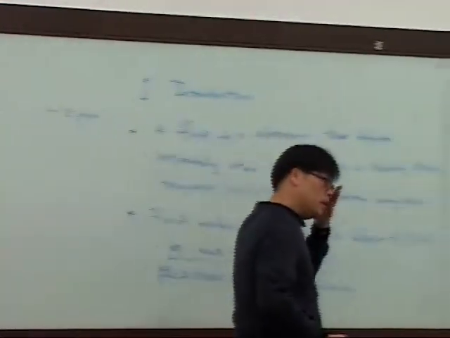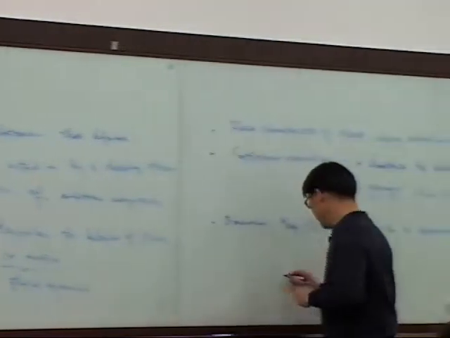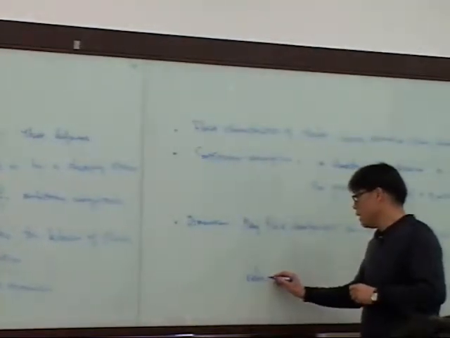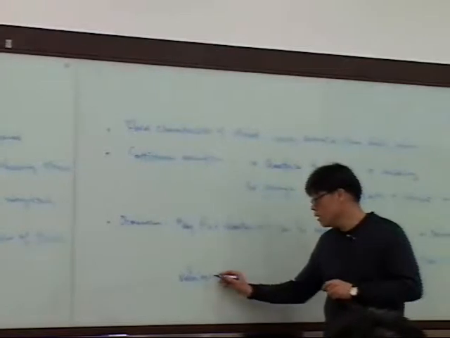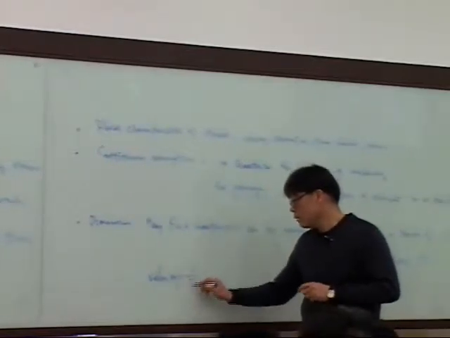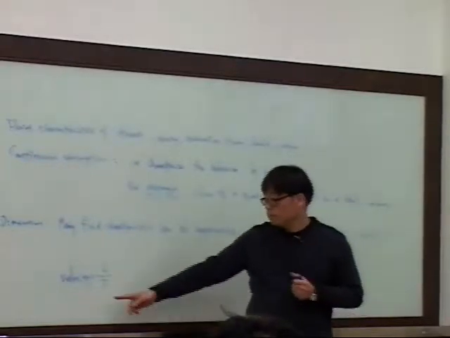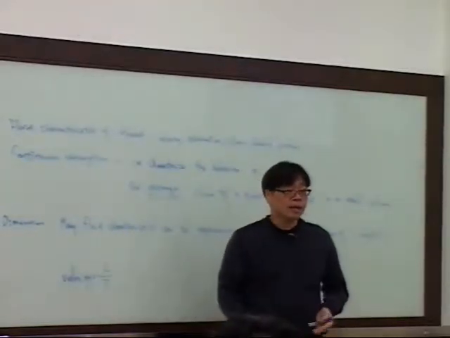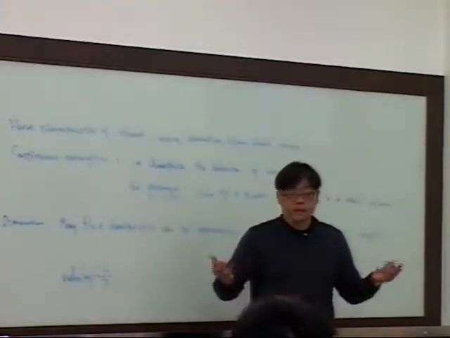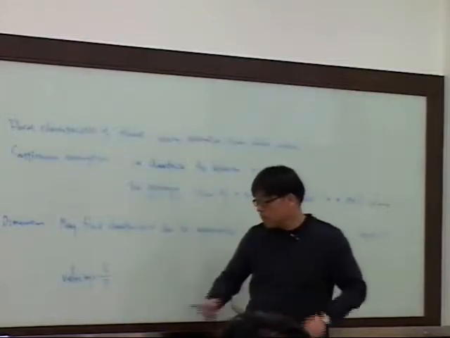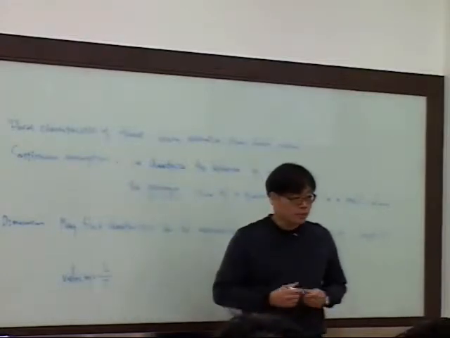So for example, velocity has a dimension of length divided by time. Okay. The unit can be meter per second, centimeter per second, miles per hour. But the dimension has to be the length divided by time.